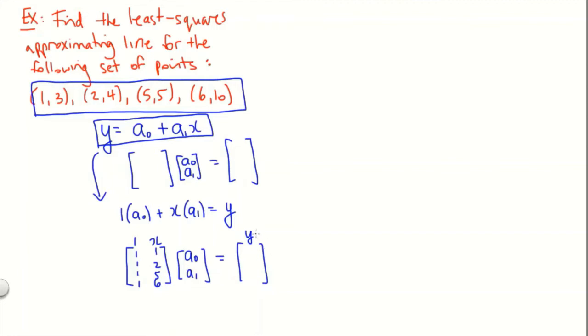All right, and then over on the right side, we're going to fill in our Y values from the given set of points. So that would be 3, 4, 5, 10. Now this system, as we've written it, may not have a solution. In general, any system AX equal B may not have a solution.